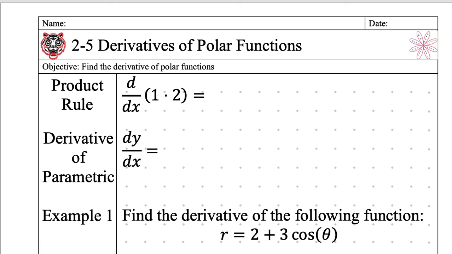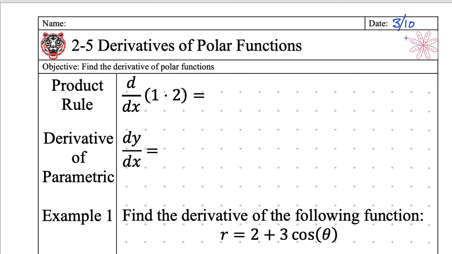We are on lesson 2-5 today, derivatives of polar functions. You guys want the TLDR? You want the too long didn't read? I can summarize these notes in maybe two sentences. First sentence, convert to parametric, then use the parametric formula that you learned yesterday. The end.